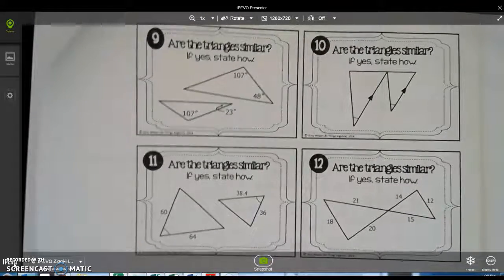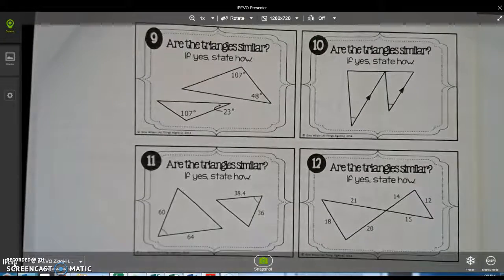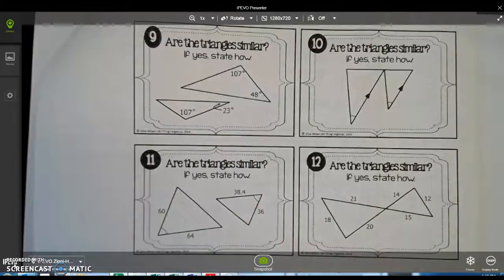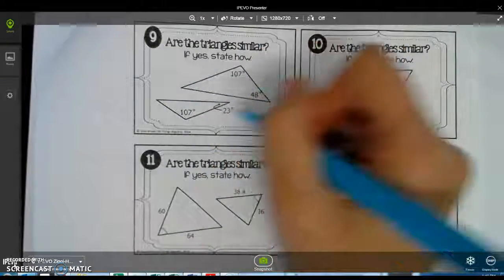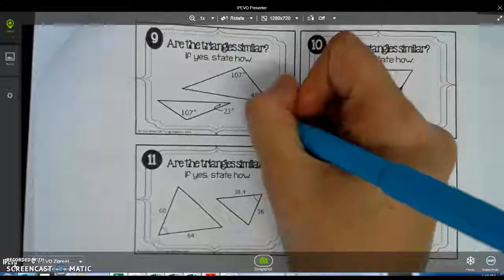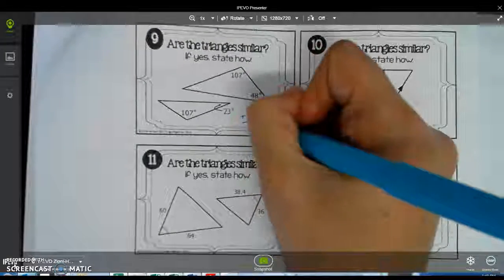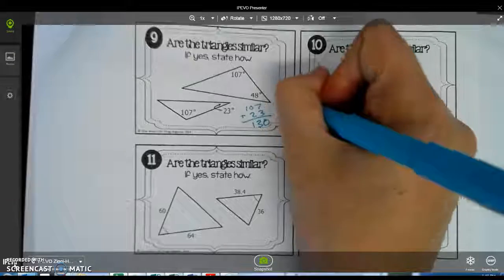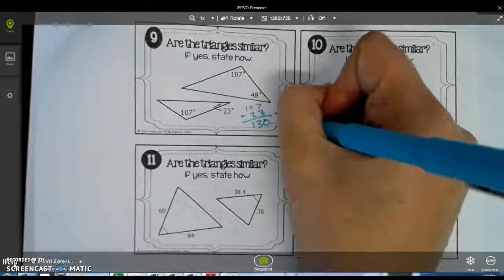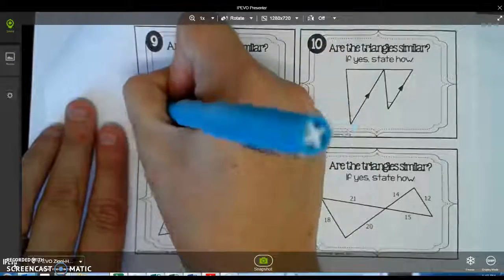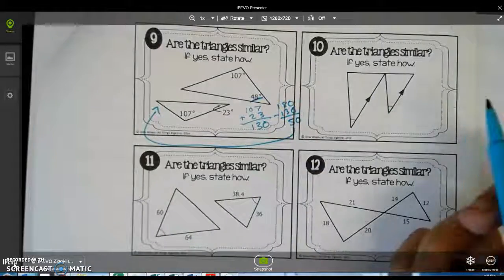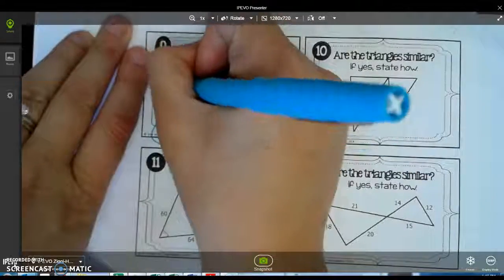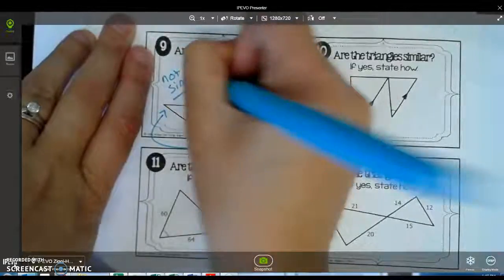Number 9. Are the triangles similar? If yes, state how. Well, I've got 2 angles in both, right? And one of them is the same, so my goal is to find another one. I have to add and subtract. So let's do this one down here because this looks like a little bit easier addition. 107 plus 23 is 130. Subtract that from 180. That's 50 degrees. So this angle over here is 50 degrees, right? But this angle is 48. So these are not going to be similar, so you can write not similar.